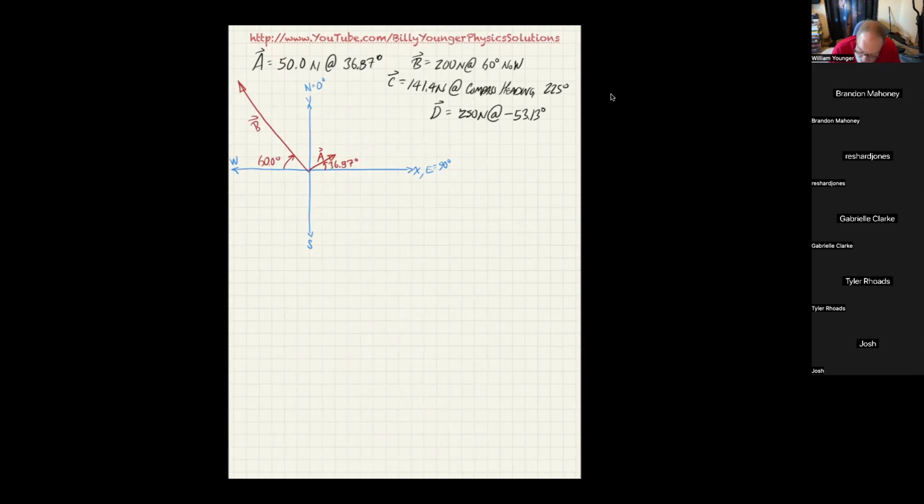Notice north of west means that I go 60 degrees north of what the west direction is. If I had said 30 degrees west of north, that would be acceptable too, except this part right here would be 30 degrees, which is obviously the same thing. Any questions on that part?